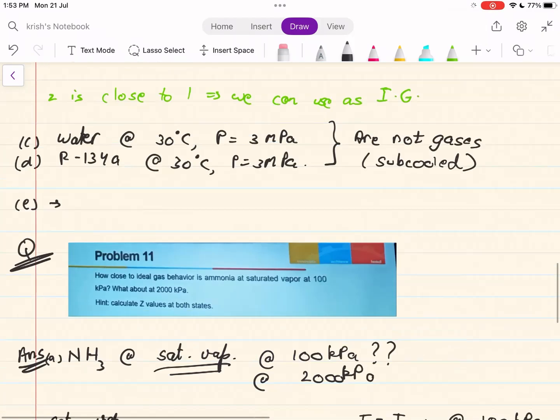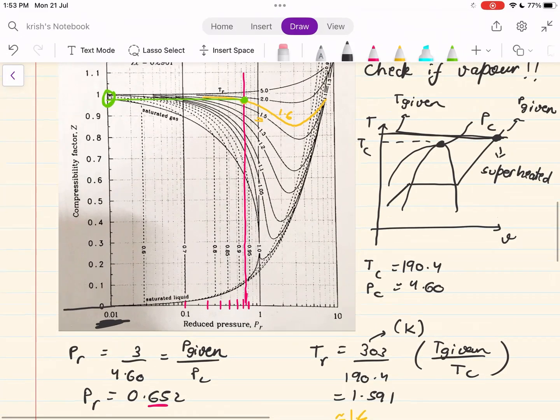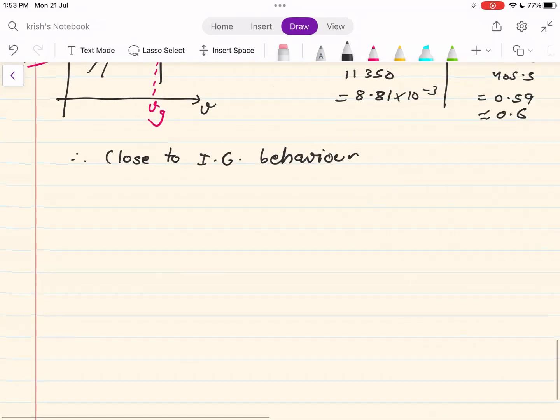Why? Because beyond this 0.01 point, we can see that these lines are anyways very, very convergent. So it's very close to ideal gas behavior.